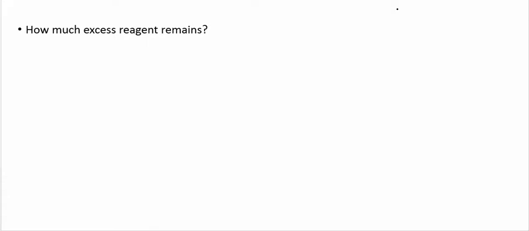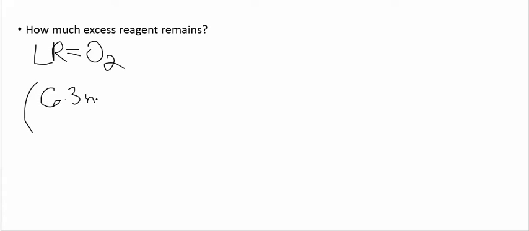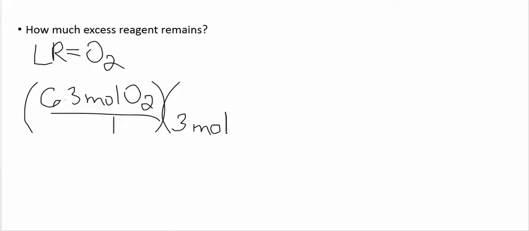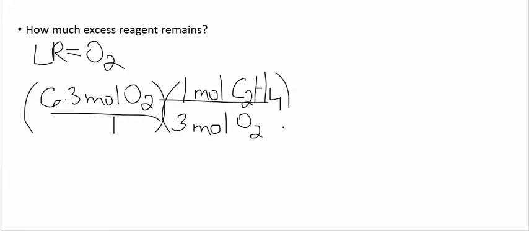Well, I'm basing this on the previous problem, my limiting reagent is oxygen. So I want to start there. I want to start with my limiting reagent, and I had 6.3 moles of oxygen. You always start with your limiting reagent. What I want to do is go back to my other reactant, because I know that was in excess, and that was C2H4. So I'm going to do the mole-to-mole ratio, go back to C2H4, because I know the C2H4 was in excess.